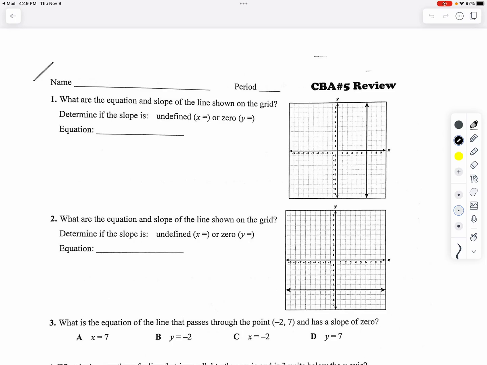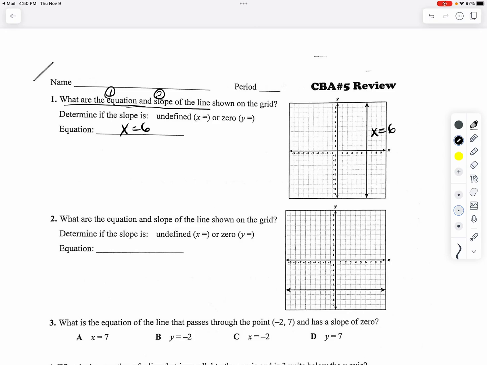Notice here in the first question, it says, what is the equation and slope of the line? So first, we want the equation. Second, we want the slope. If you look here, this is a vertical line. But what you have to note is that this vertical line is passing through the x-axis. See how it says x? That means it's passing through the x-axis at 6. Therefore, the equation that we want to write for this line is x equals 6. And we're going to write that right here on the line.